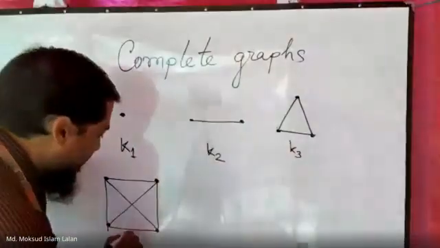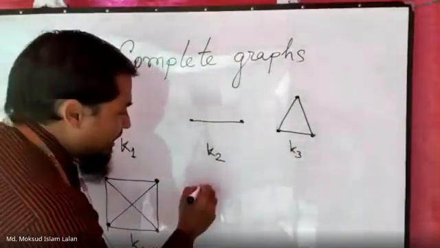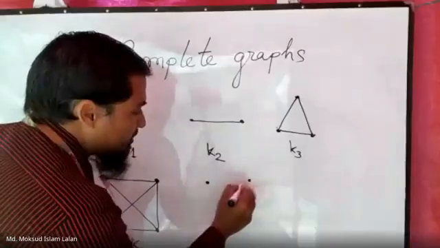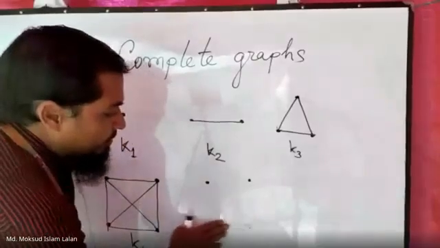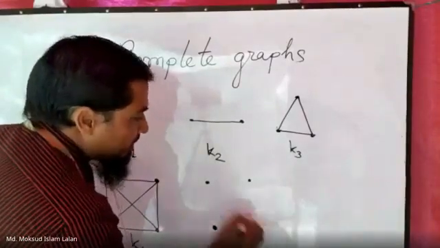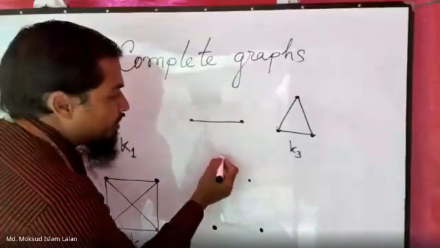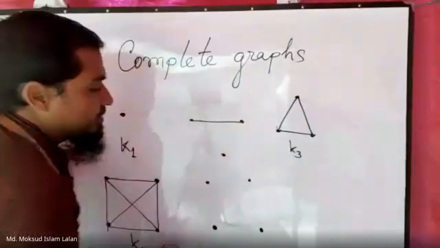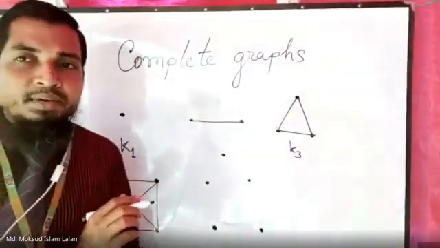This is for K4. Can you draw for K5? Five vertices. Can you draw, dear student? Can you draw for complete graphs? You need to practice, okay? There will be a question: draw a complete graph for 5, for 6. There are 5 vertices, right? 5 vertices given.